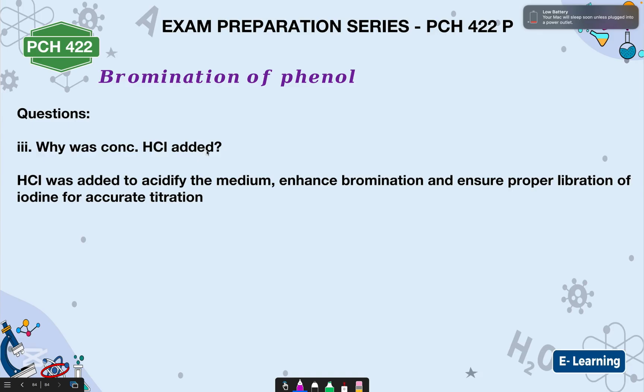Why was concentrated HCl added? HCl was added to acidify the medium, enhance bromination, and ensure proper liberation of iodine for accurate titration.